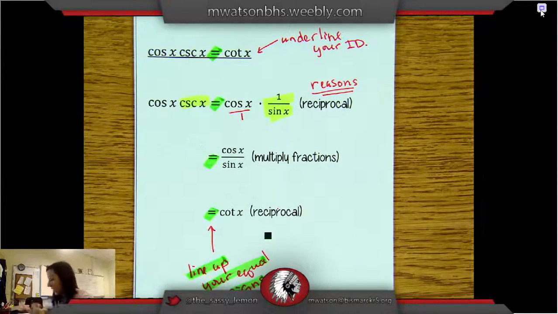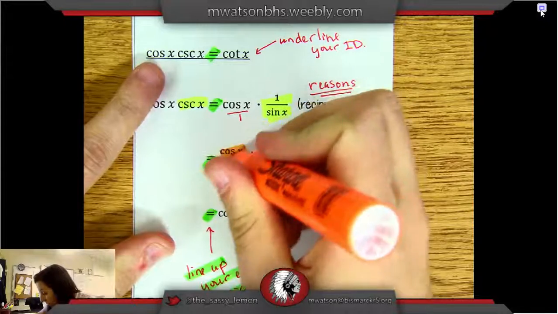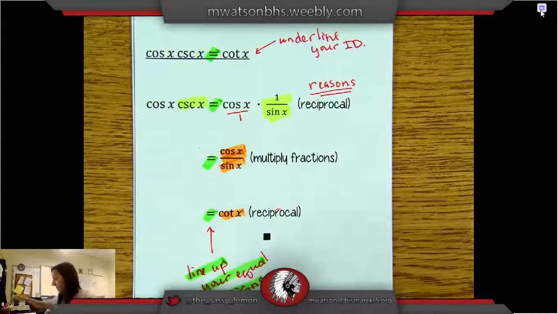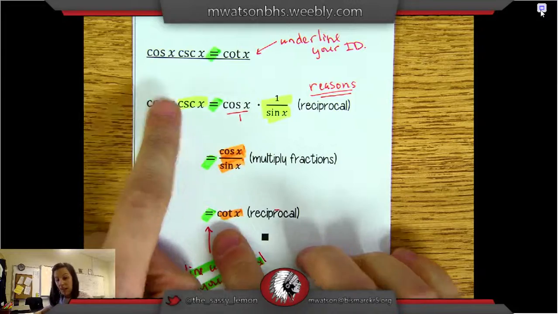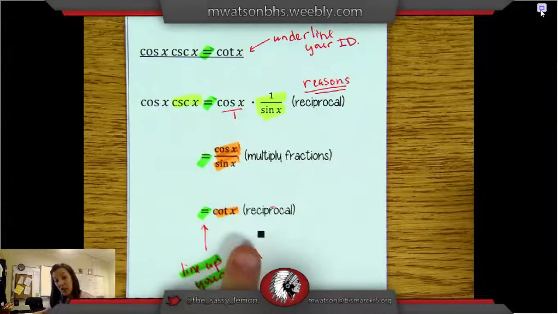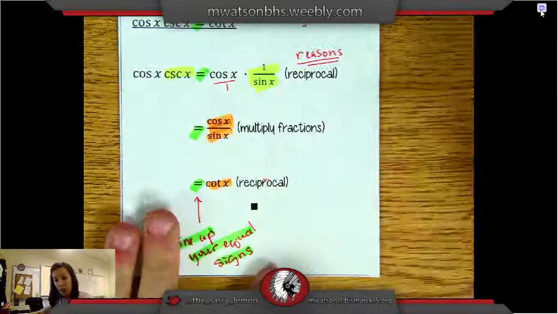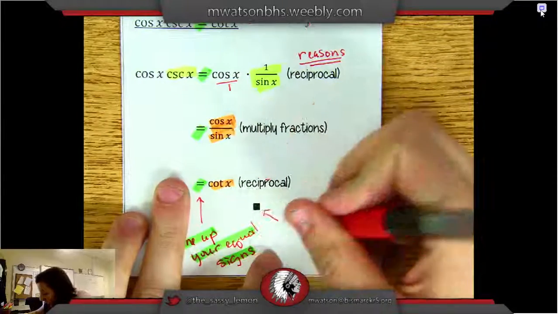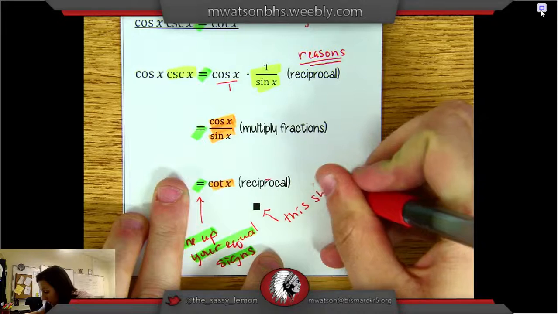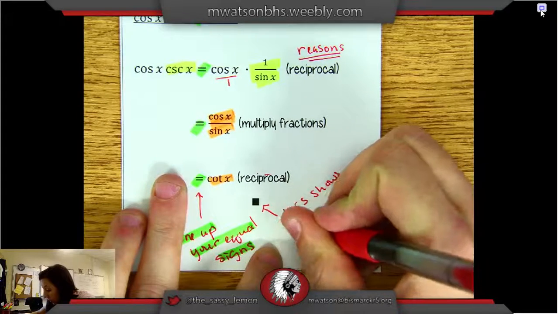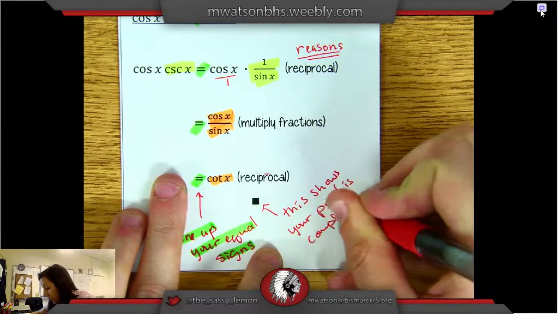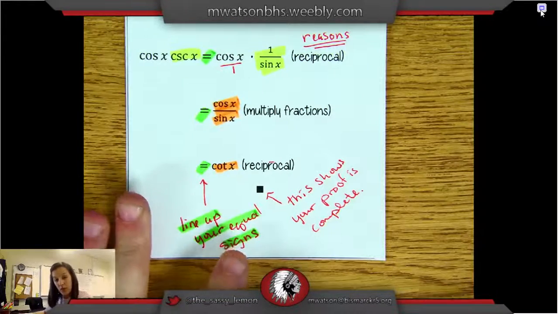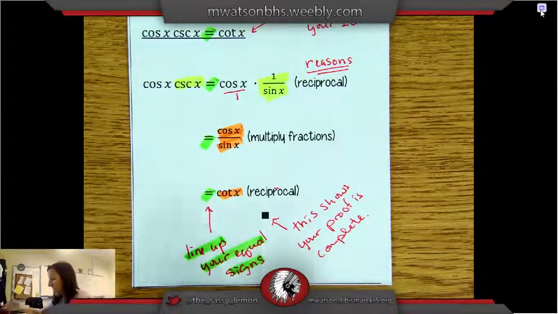So again, you can see there, these two things are equal to one another. So no value changed, we just changed the way it looked. And now we've got this equal to this. That verifies our identity. So to show that we're done with the proof, you put a little box. This shows your proof is complete. So make sure you include your little box.